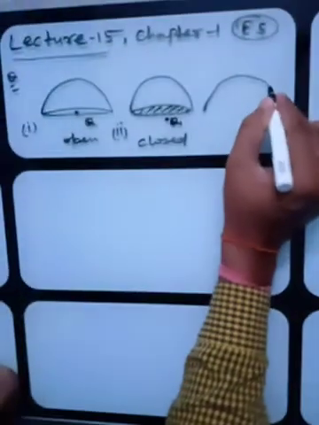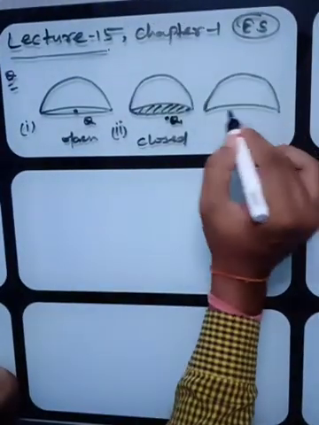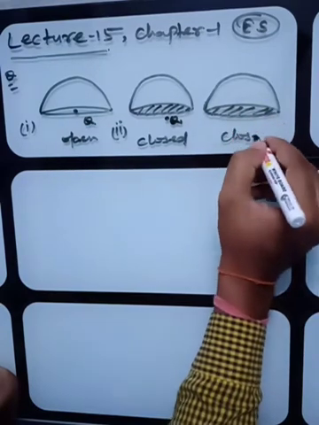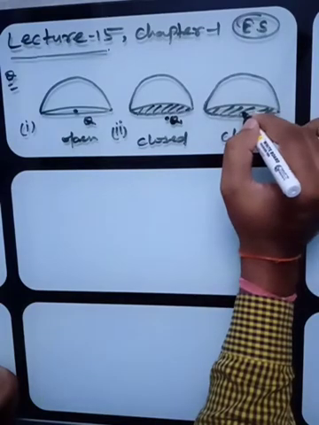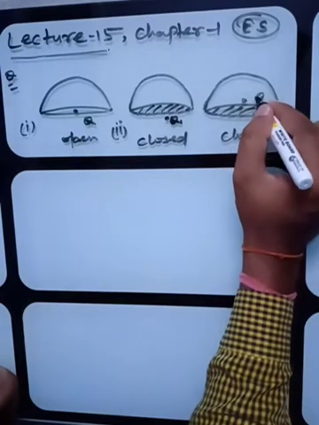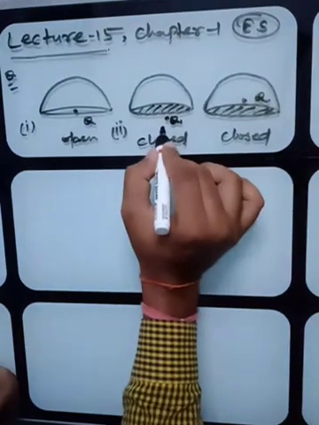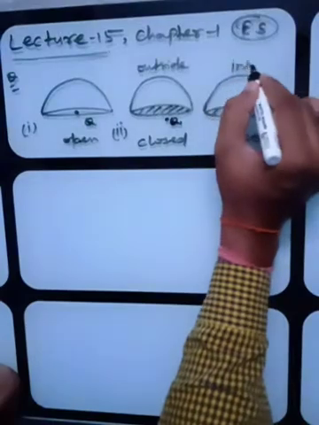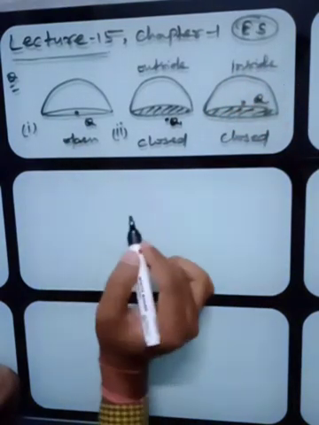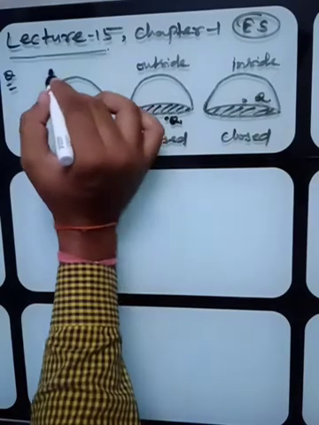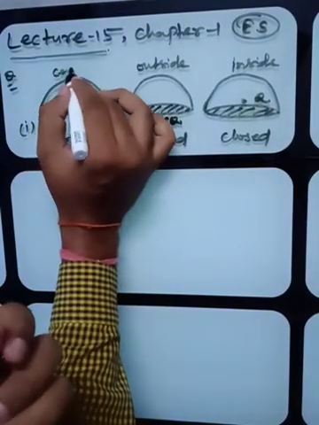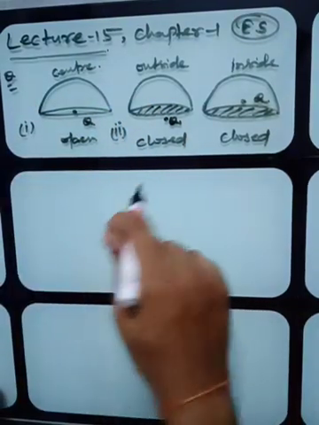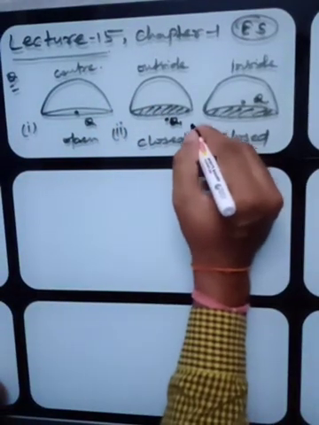Now the third case. Again this hemisphere, and now this hemisphere is again closed. Now the charge is placed just inside. Okay, just inside. The previous one was just outside, and this one is just inside. You have to find the flux for each of the cases 1, 2 and 3.